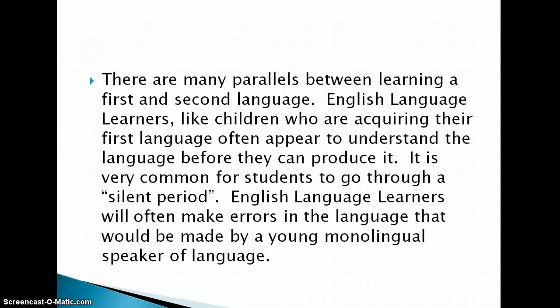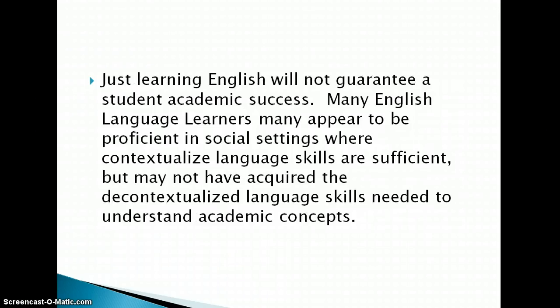There are also many parallels between learning a first and second language. English language learners, like children who are acquiring their first language, often appear to understand the language before they can produce it. It is very common for students to go through a silent period. English language learners will often make errors in the language that would be made by a young monolingual speaker of the language. Just learning English will not guarantee a student academic success.